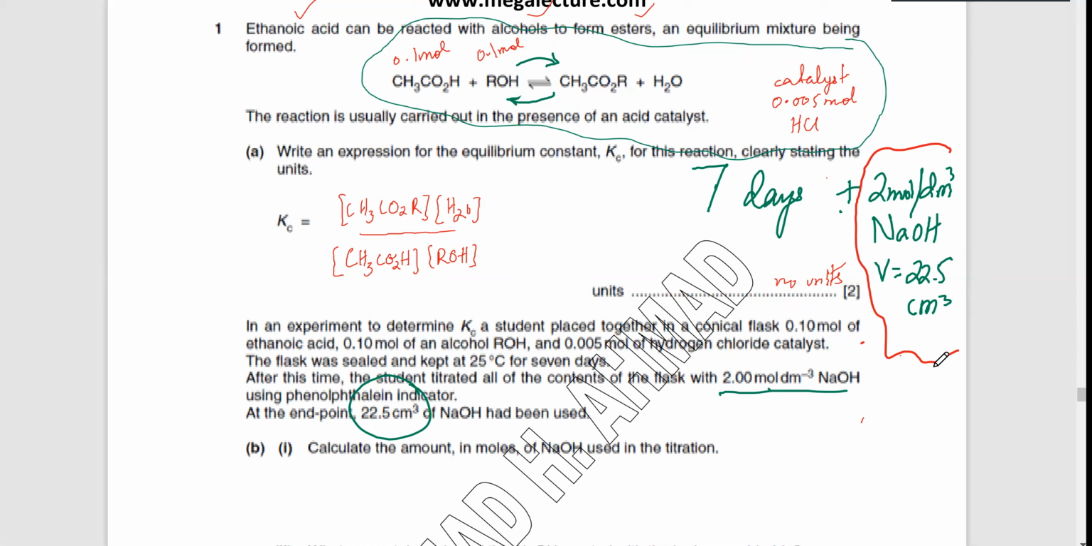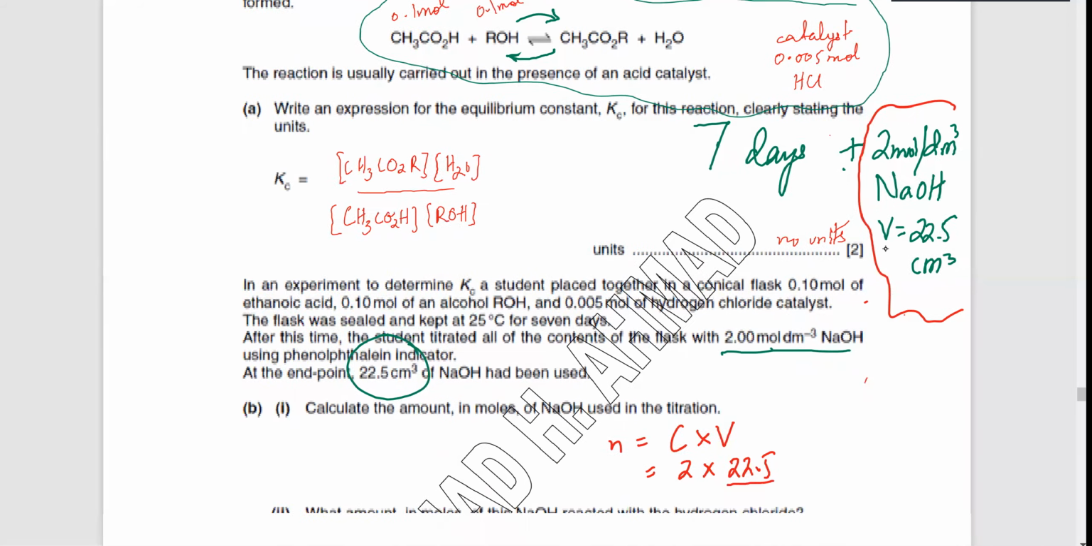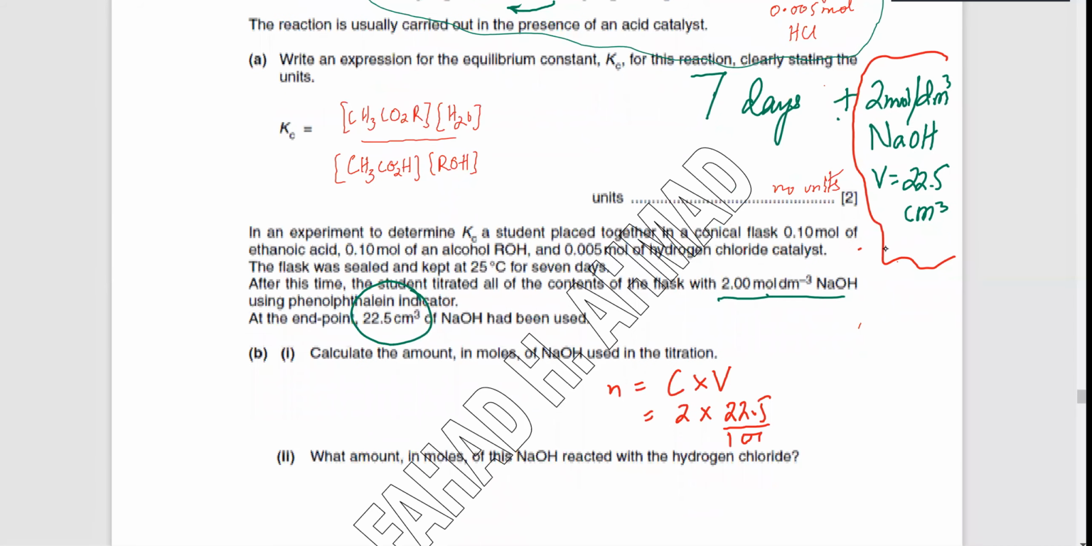So right now we are at this point. And the first part of the question states, how many moles is this? So you can quickly find moles: concentration times volume. What's the concentration? 2 mole per dm cube, and the volume is 22.5 cm cube. So this thing is going to be divided by 1000. Can anyone tell me what the moles are? Is it 0.045 moles? Okay, this comes out to be 0.045 moles.